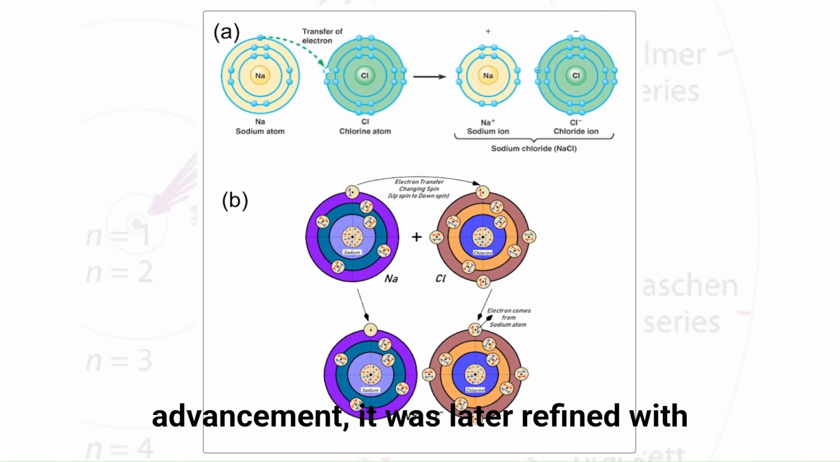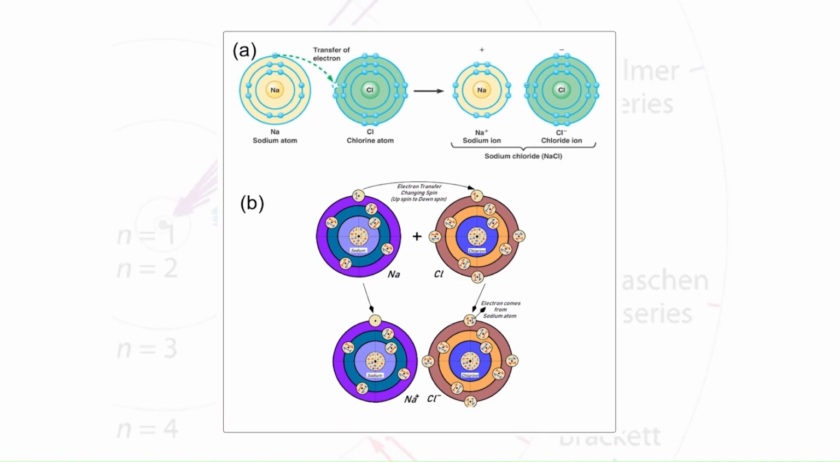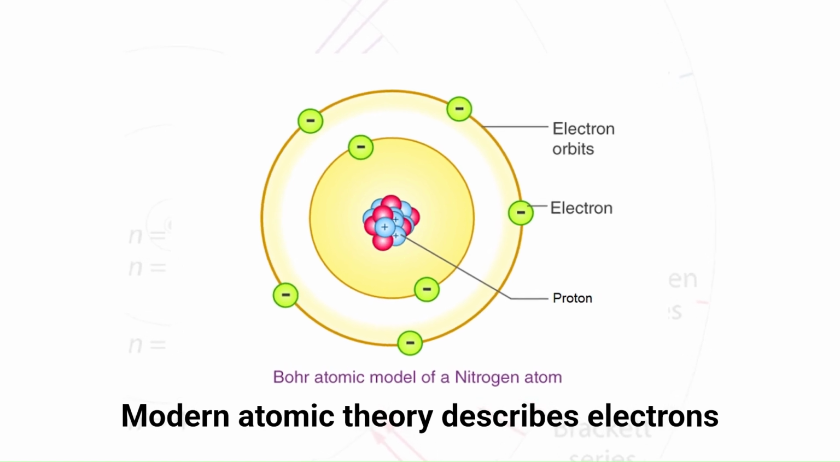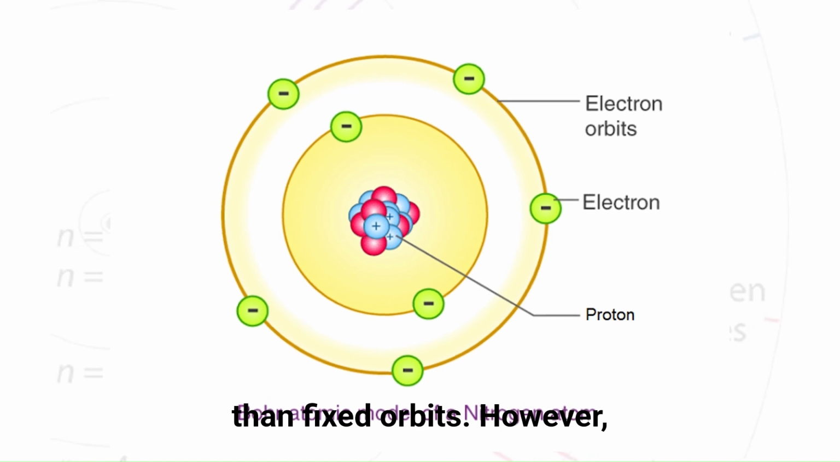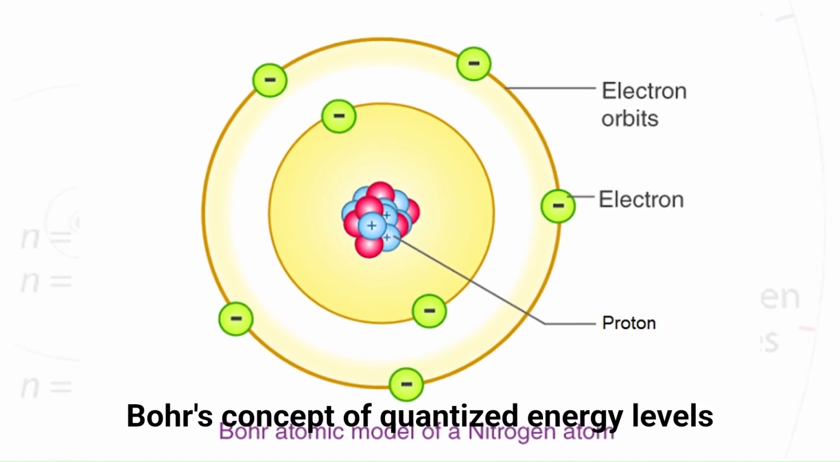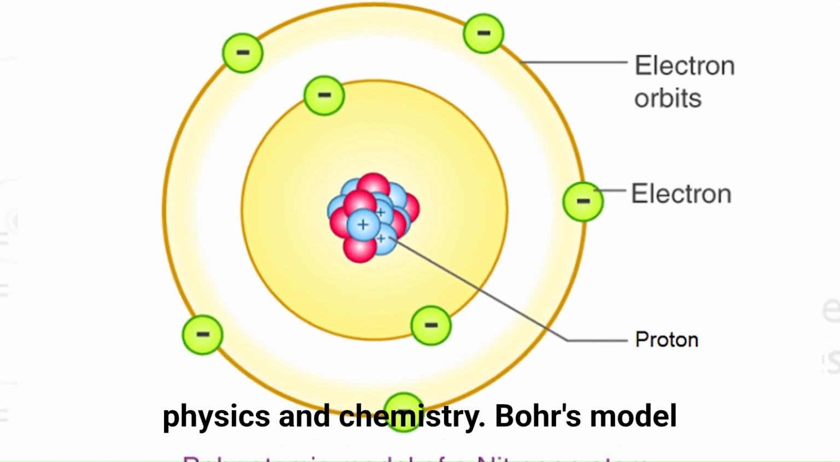Although Bohr's model was a major advancement, it was later refined with the advent of quantum mechanics. Modern atomic theory describes electrons as existing in probability clouds rather than fixed orbits. However, Bohr's concept of quantized energy levels remains a fundamental principle in physics and chemistry.